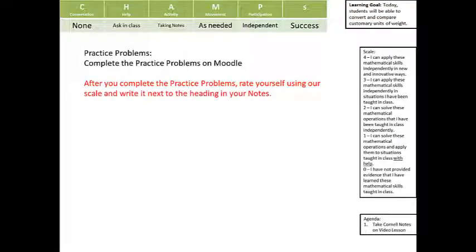All right, so go ahead and go on to Moodle, do the practice problems on Moodle, and then rate yourself and write that at the top of your notes next to the heading. And if you have any questions, please bring them to class, and we'll answer them then.